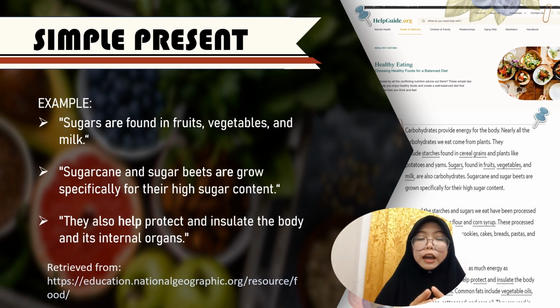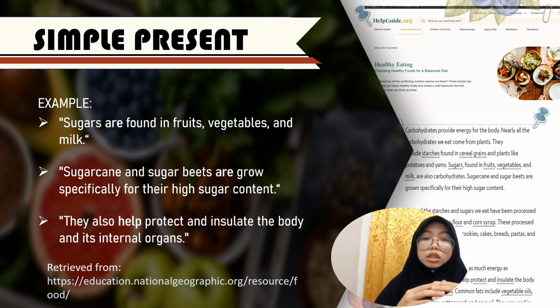In the slide, as you can see, I have prepared three examples. The first one is "Sugars are found in fruits, vegetables, and milk." The subject here is "sugars," the verb is "are found," and the rest is the object. For example number 2, "Sugar cane and sugar beets," which is the subject, "are grown," the verb, "specifically for their high sugar content." That one is the object. And the third one, "They also help protect and insulate the body and its internal organs." The subject over here is "they," while the verbs are "help, protect, and insulate," and the rest is the object. Okay, that's all for the present tense.